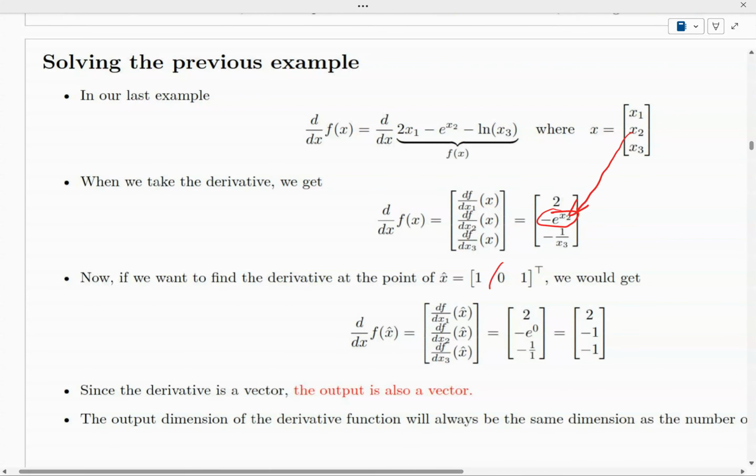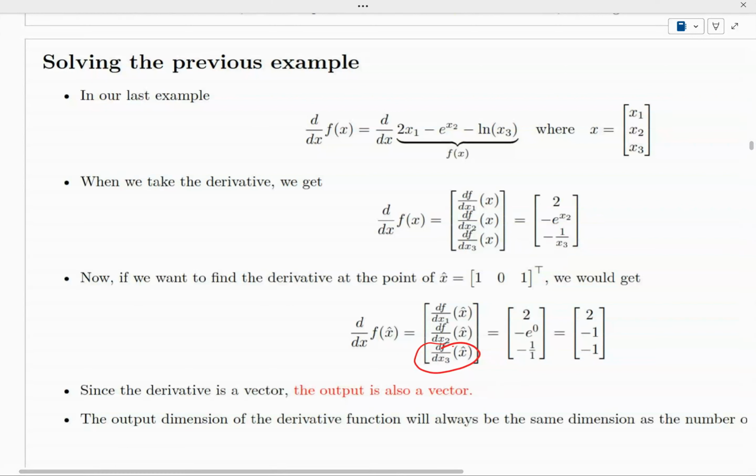So what was x2? 0. So that will give us minus e to the 0. Again, if we plug x hat into the third one, well, we need x3. x3 is 1. So we plug 1 here, essentially giving us this.